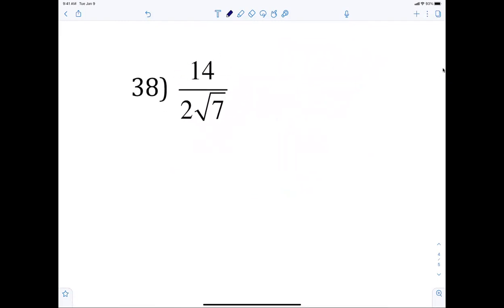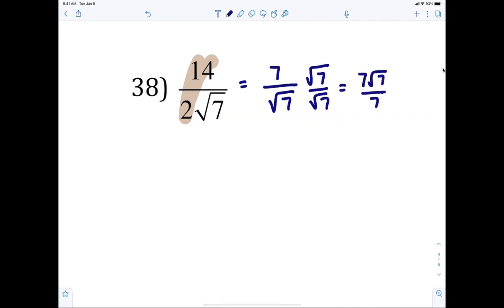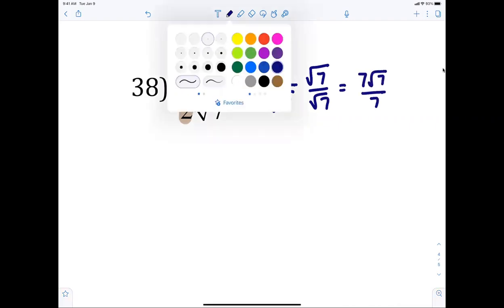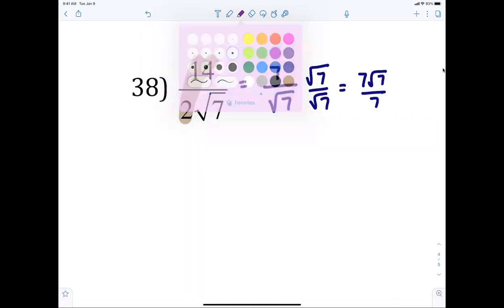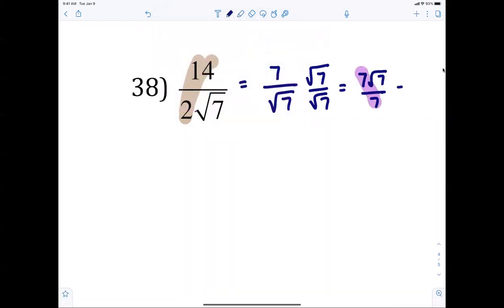Now, again, for number 38, the first thing I'd want you to do is look at the 14 and the 2 and just reduce that to 7 over radical 7. And then we're going to rationalize. Do 7 radical 7 over 7. And then you end up with 7 radical 7 over 7. And then, of course, we can reduce. So your final answer here could just be what? Radical 7. That's not bad.